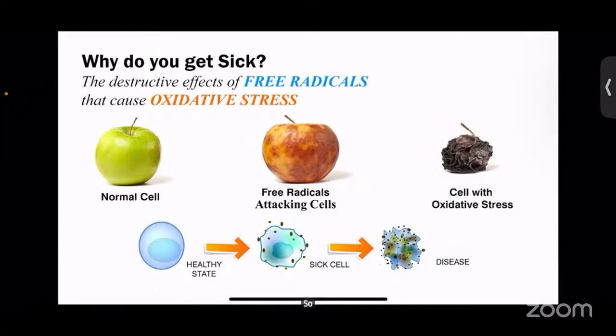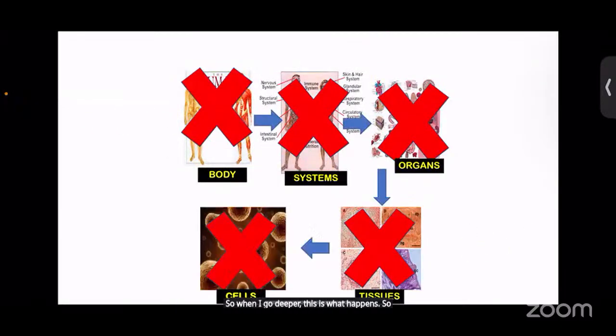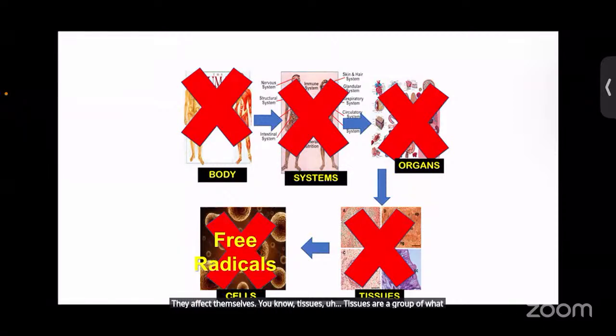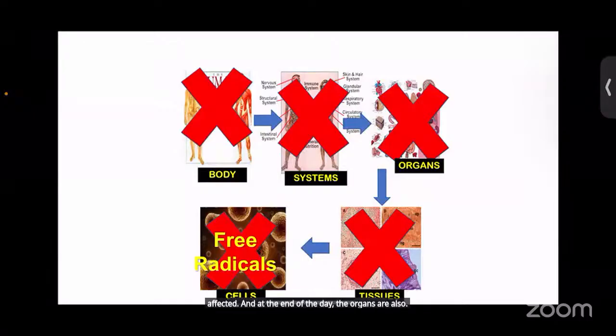If you have arthritis, you don't contract arthritis from another person. So when I go deeper, this is what happens. These free radicals affect the cells. Tissues are a group of what? They are a group of cells, so the tissues are also affected, and at the end of the day, the organs are also affected.